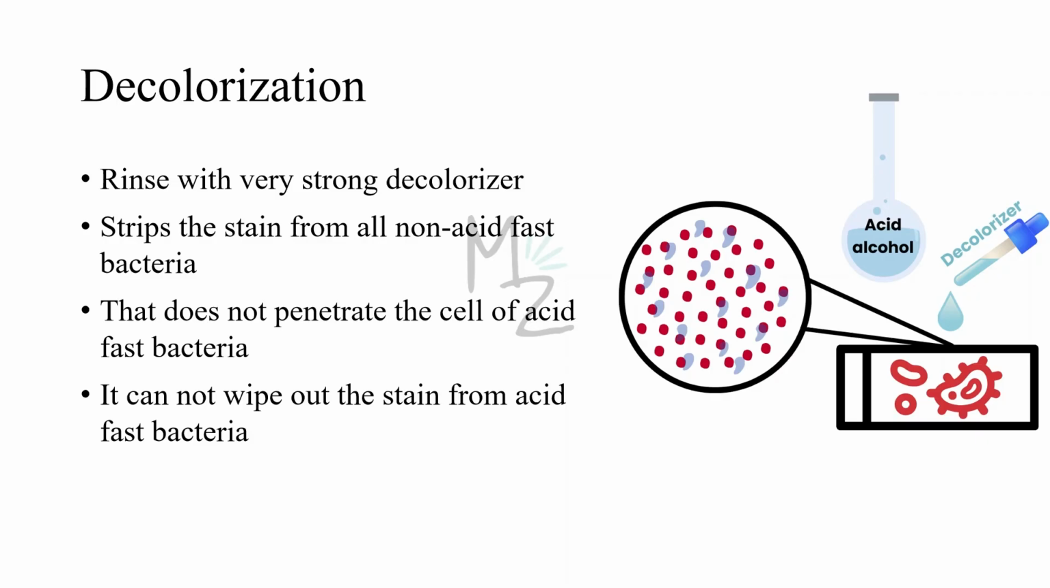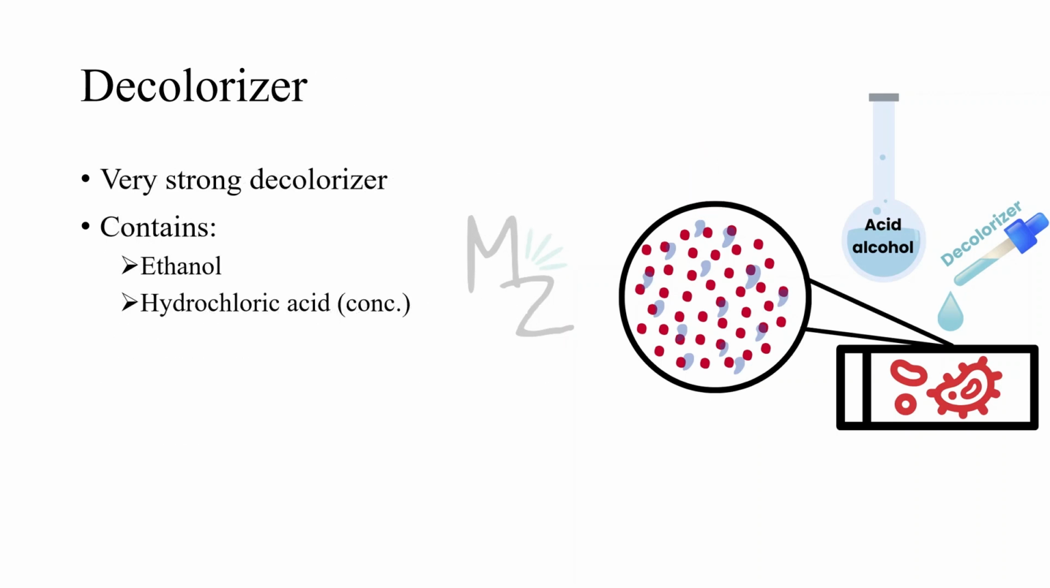All the bacteria were red as we added carbolfuchsin, but when we add the decolorizer, it will take away the color from non-acid fast bacteria, as you can see there. And the decolorizer does not penetrate the cell wall of acid-fast bacteria, so it cannot wipe out the stain from acid-fast bacteria and they will remain red, just like that. The decolorizer used is very strong and it contains ethanol and hydrochloric acid, and that's the concentrated one.